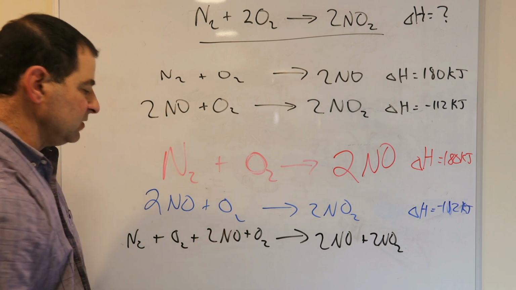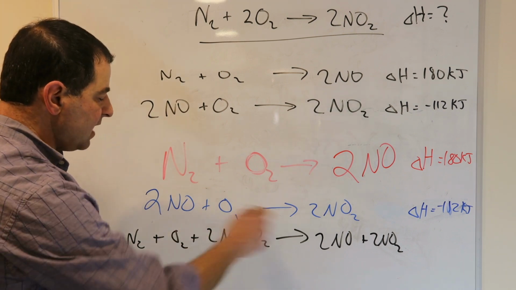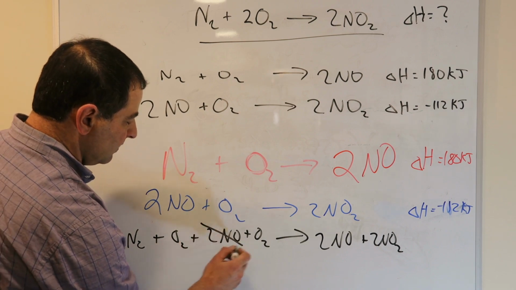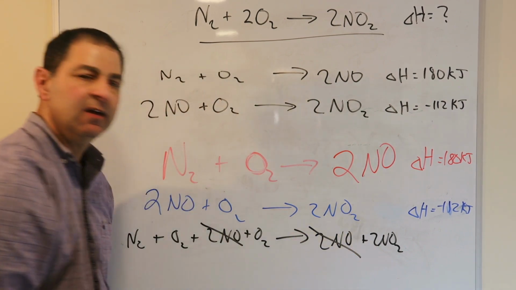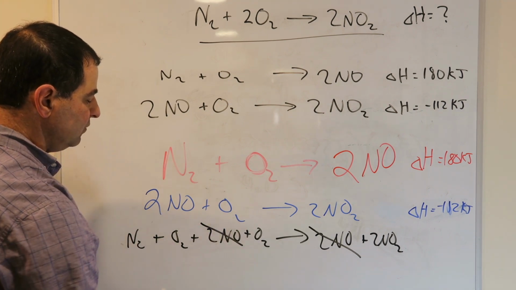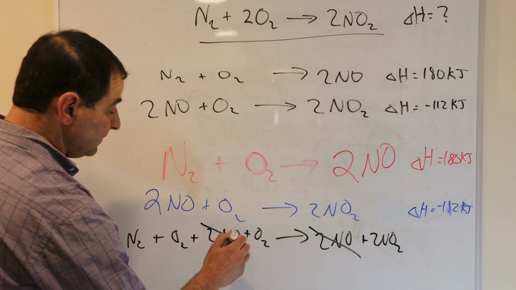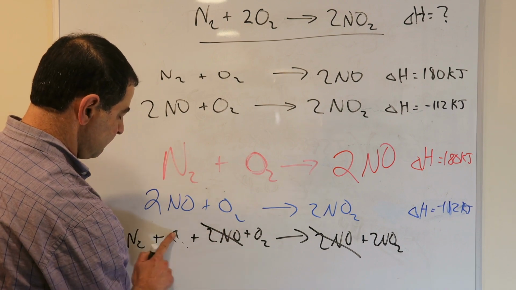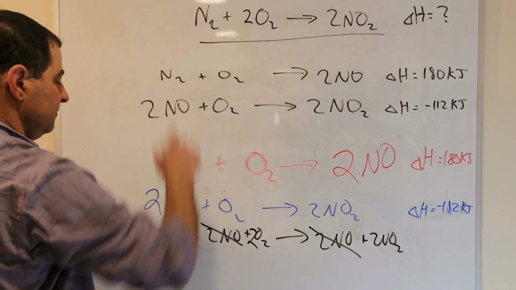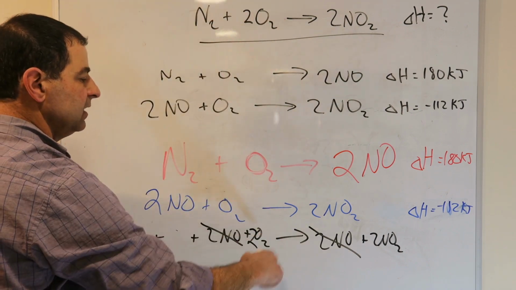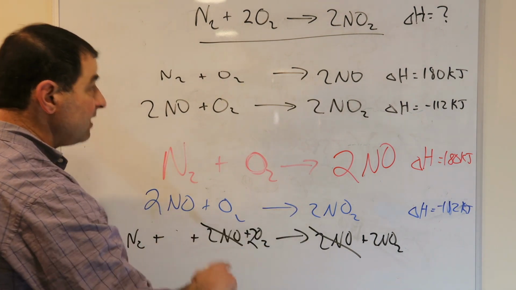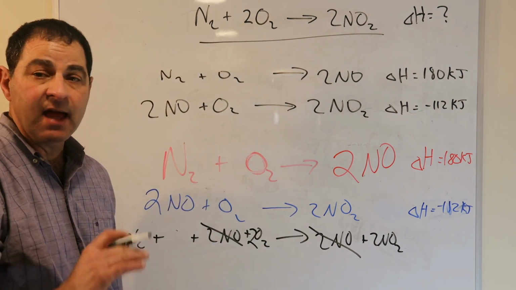Now in my net reaction, I see that some things exist on both the reactant and the product side. Let's see. I have 2 NO over here, and I also have 2 NO over here. They're going to cancel each other out. I also see I have 2 O2s here, so I can combine them into 2 O2. I now look and see N2 plus 2 O2 produces 2 NO2. When they add together, they equal my net reaction, I get what I want.